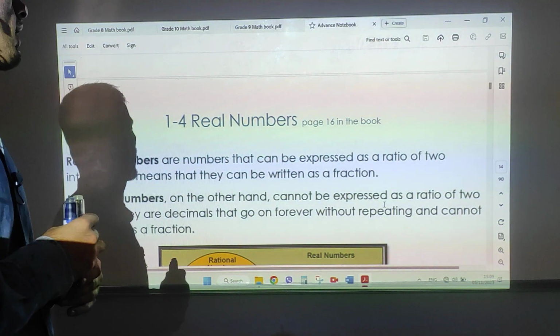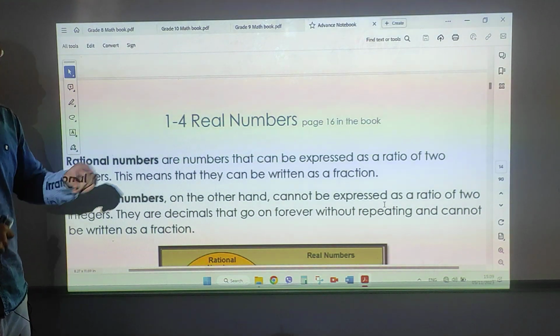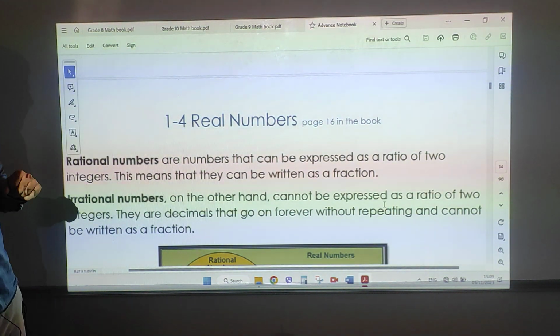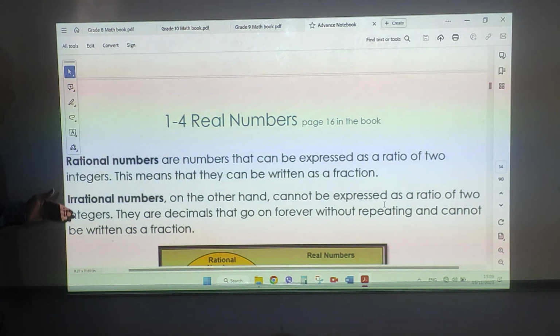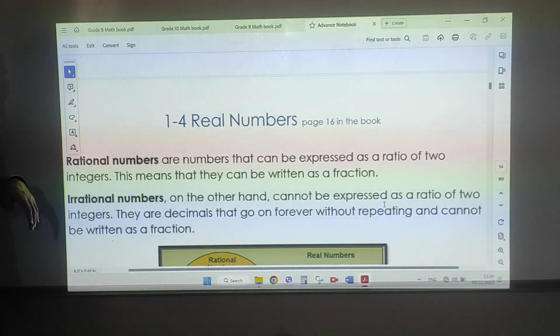Hi everyone, in this video for grade 9 we have chapter 1 section 4, which is about real numbers, on page 16 of the book. Real numbers are composed of two parts, which are rational and irrational numbers. Rational numbers are composed of all the numbers that you studied until now, like fractions, decimals, positive numbers, negatives, any kind of number that you studied until grade 8. They are all rational.